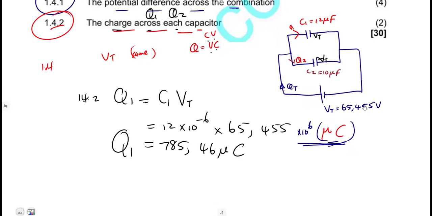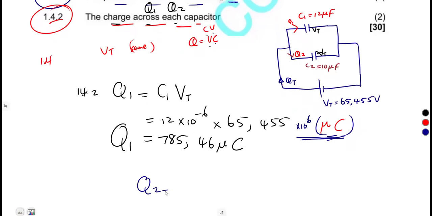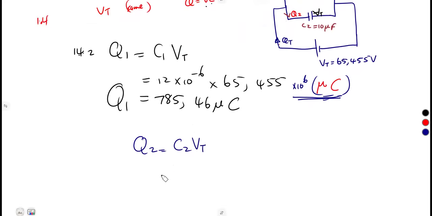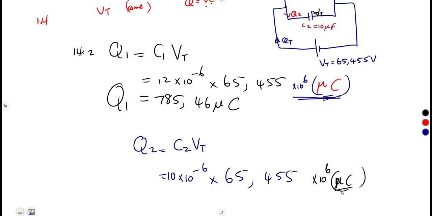So same concept to find Q2. We use the same concept, C2 times VT, since the voltage is the same throughout. So taking that capacitance value, C2, that's 10 microfarad, 10 times 10 to the exponent of -6. The voltage is still the same, 65,455 times what? All right, so that's it. To convert to microcoulombs, you do the same, multiply by 10 to the exponent of 6, whatever that you're going to get here.